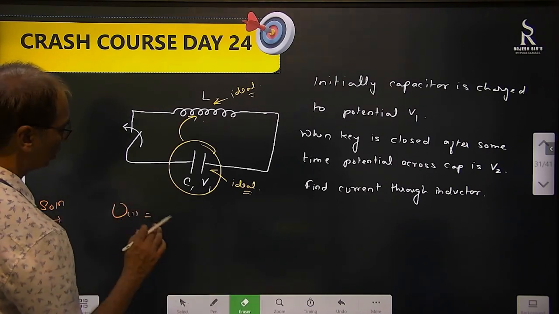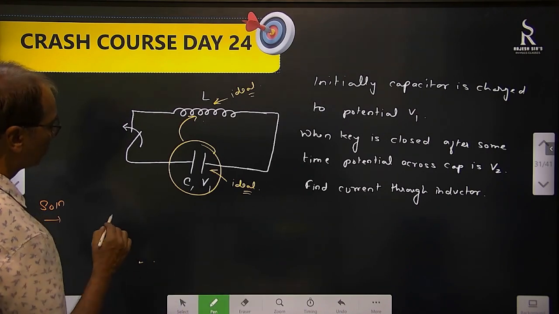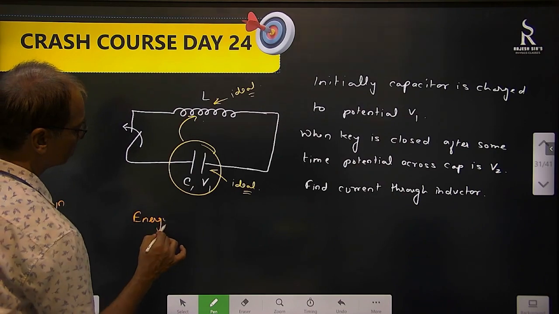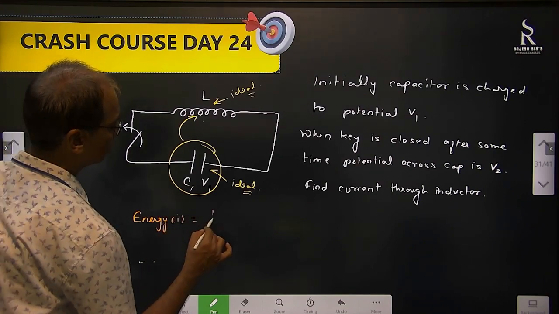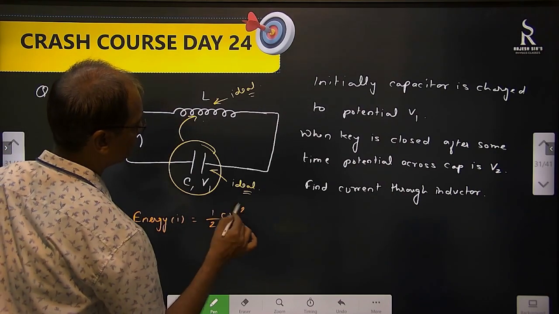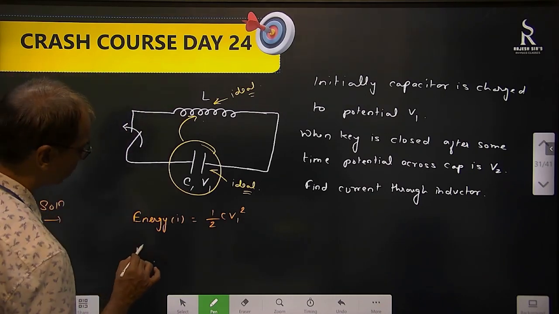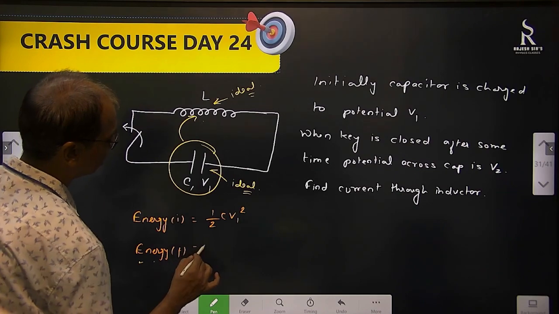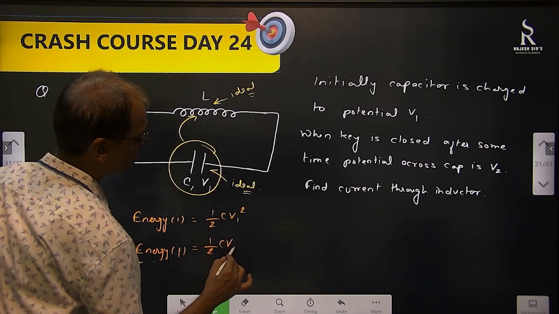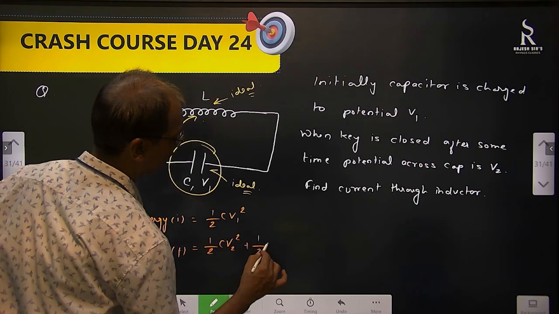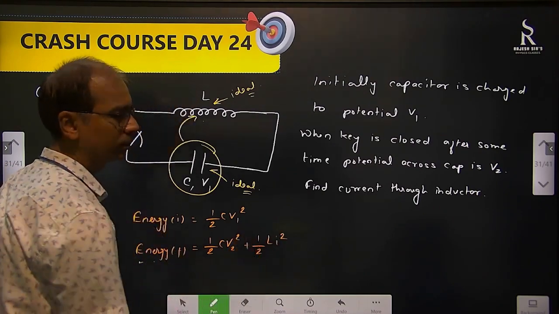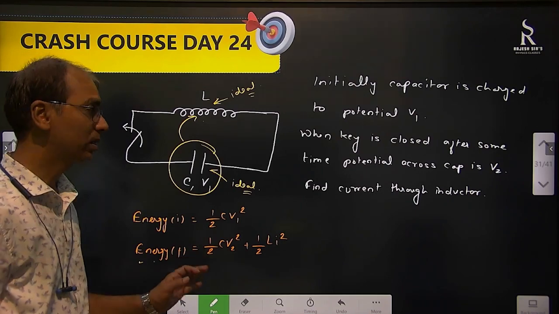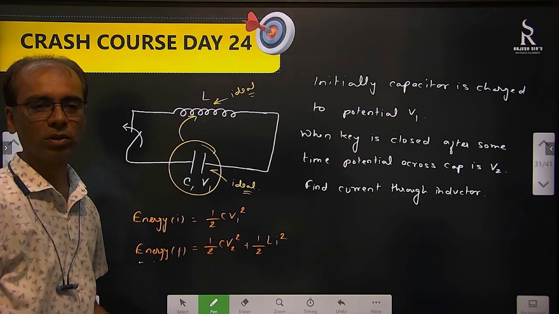Energy initial, I am writing U, you will consider it as potential energy, right? Half C V1 square, because only the capacitor was having it. Energy final. Now energy final is in both: half C V2 square plus half L I square. Equate both. We'll get the I value. Simple question. If you understand, simple. If you don't understand, that's all.